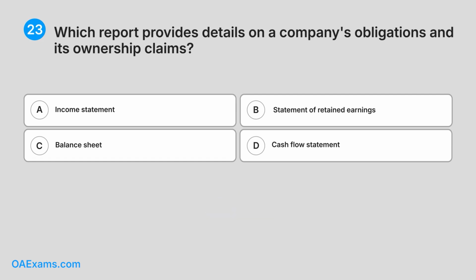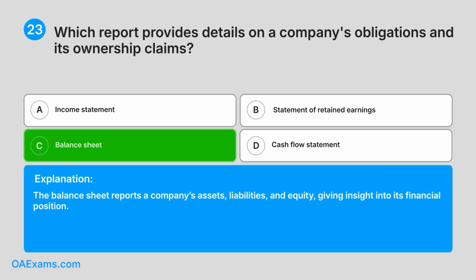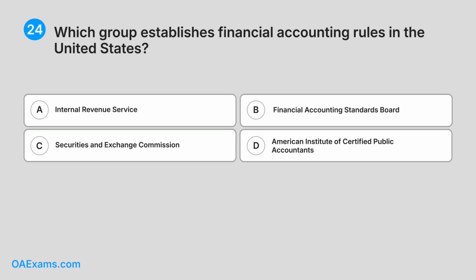Correct answer. C. Explanation. The balance sheet reports a company's assets, liabilities, and equity, giving insight into its financial position. 24. Which group establishes financial accounting rules in the United States? A. Internal Revenue Service. B. Financial Accounting Standards Board. C. Securities and Exchange Commission. D. American Institute of Certified Public Accountants. What do you think is the answer?